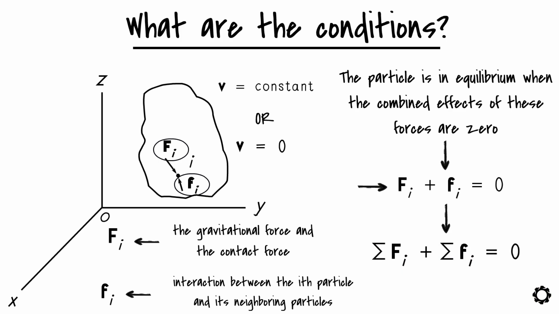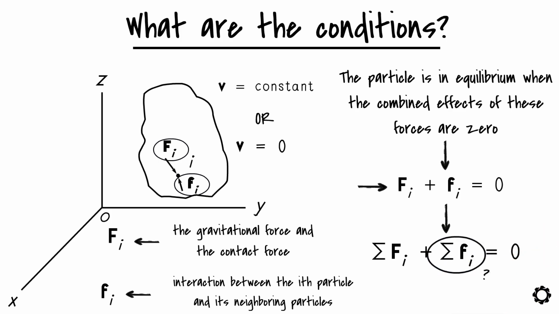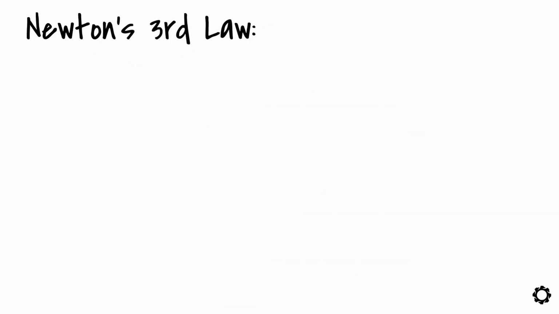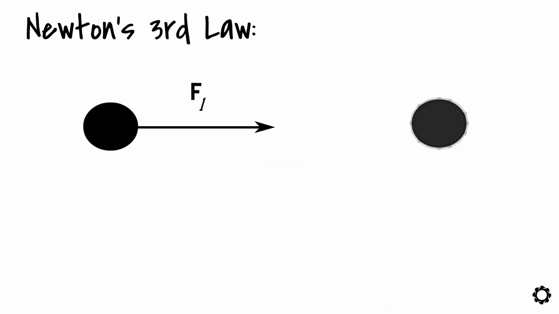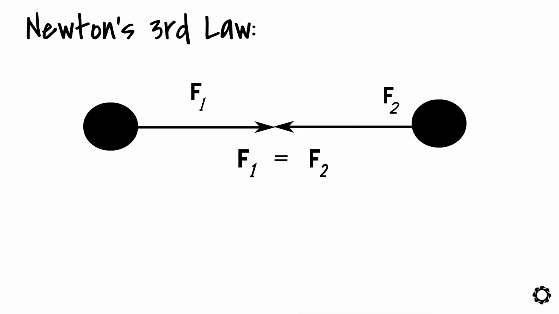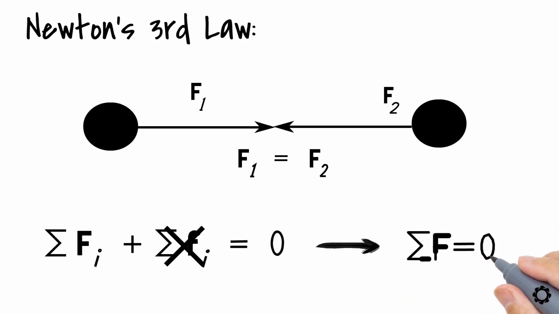Before we continue, I would like you to think for a few seconds about the relevancy of the sum of the internal forces, summation of fi. Do we actually need it in the equation of equilibrium? No, we do not. But why is that? Well, if you recall Newton's third law, it states that if one particle is subjected to a force by the other particles, then this particle will create the counterforce which has the same magnitude but in the opposite direction. Therefore, only the sum of the external forces will remain in our equilibrium equation of the rigid body, which will be simplified as follows. Summation of F equals 0.